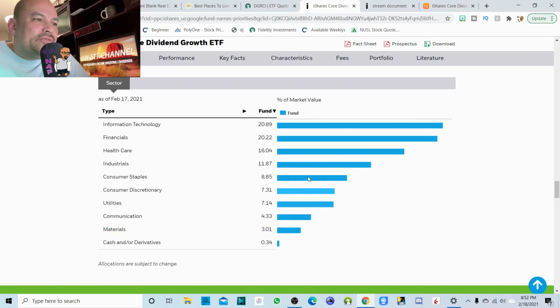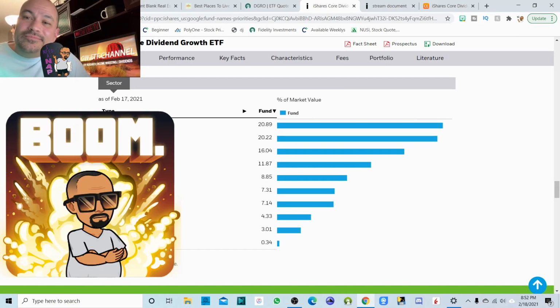1, 2, 3, 4, 5, 6, 7, 8, 9. It's missing real estate, and help me out here, guys. It's missing another one. It's got materials, real estate. I'm at a loss, but anyway, it's missing one other sector, and I can't think of it off the top of my head. Energy. Boom.